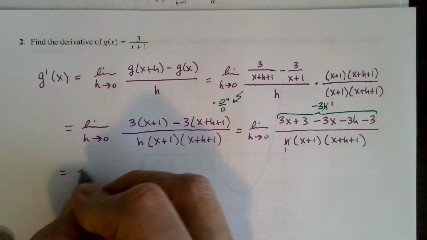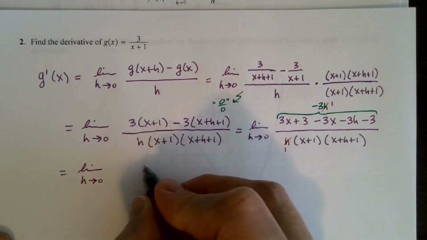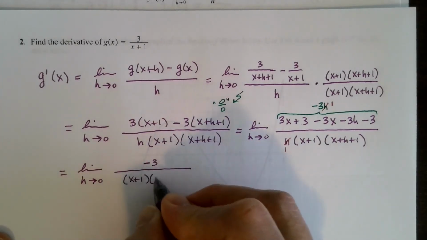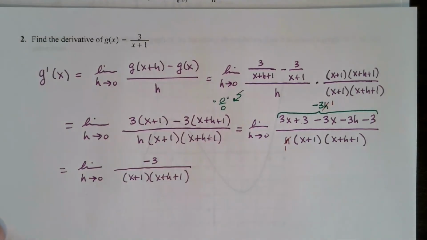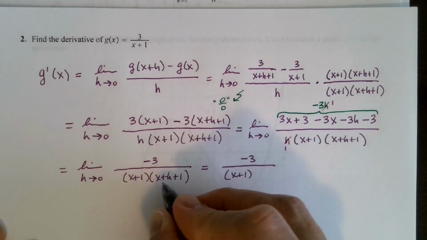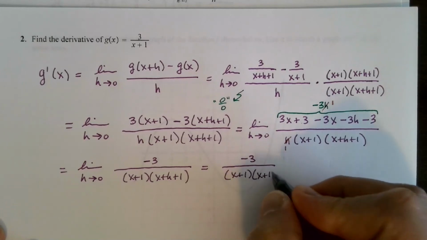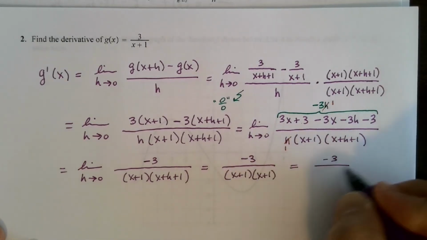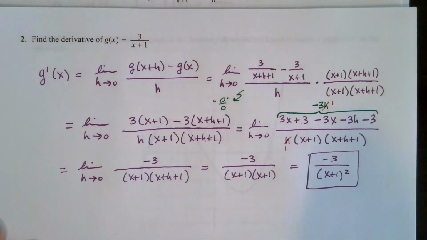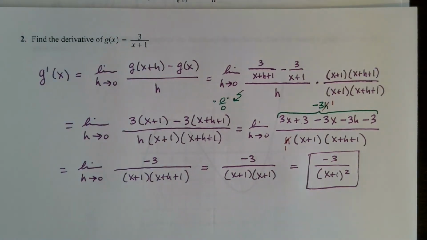And so basically I have the limit as h goes to 0. Up top I just now have negative 3. Down below, this h is gone, and I have x plus 1. And now I can plug in h equals 0. And what happens when I plug in h equals 0? Because this is now continuous at 0 when h is 0. So I get negative 3 up top, x plus 1. And if h is 0, this is just x plus 1. What's x plus 1 times x plus 1? It's x plus 1 quantity squared. And there is our derivative.